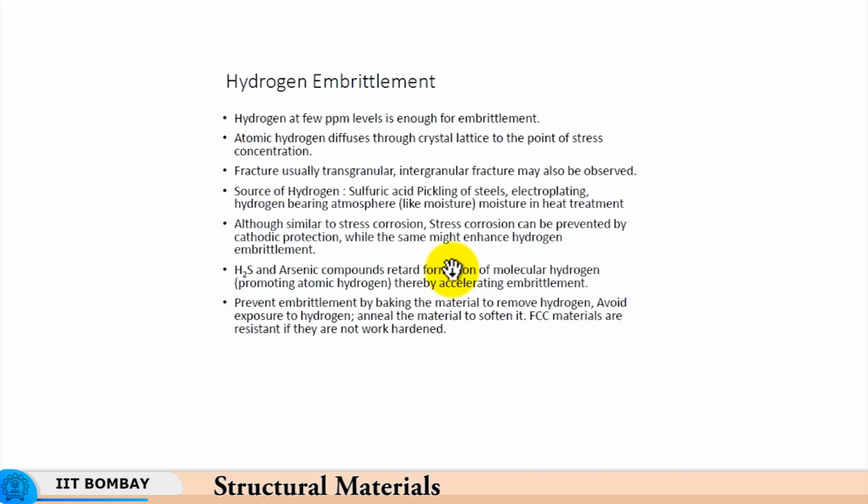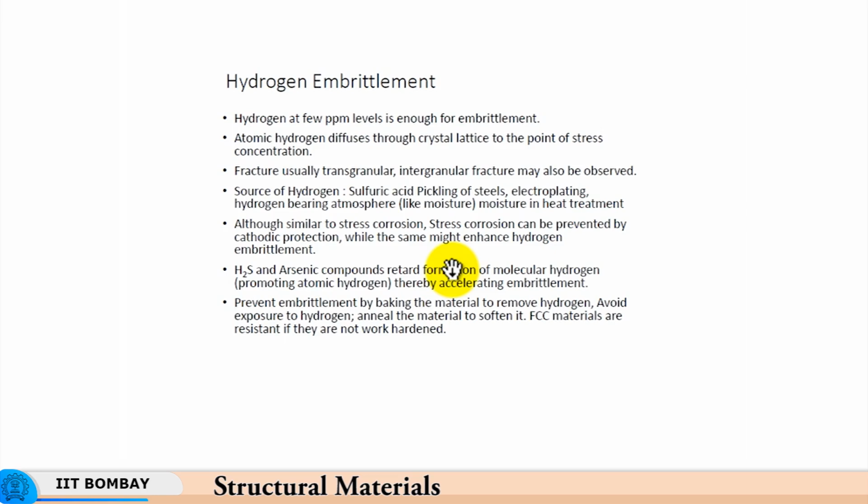So, hydrogen embrittlement is also something I have told you results in delayed cracking, and what promotes this further is that hydrogen sulfide and arsenic compounds retard the formation of molecular hydrogen. So, they enable hydrogen to be present in an atomic or diffusible form. The result is that the presence of H2S etc. again results in further embrittlement.